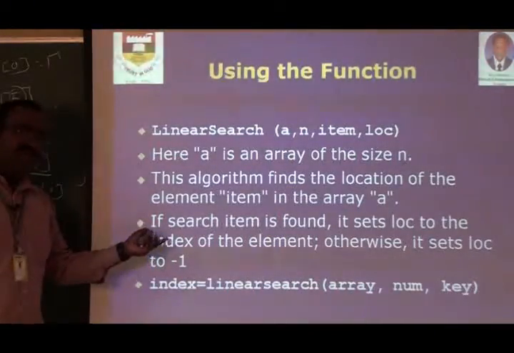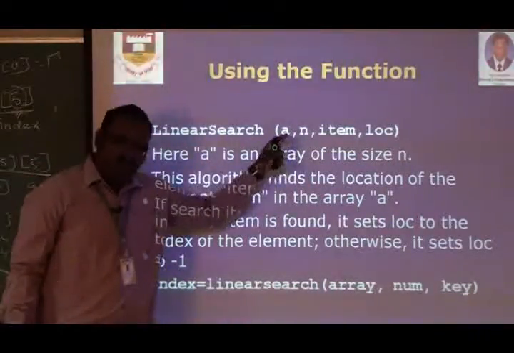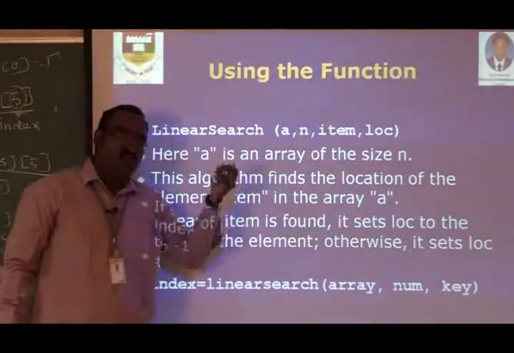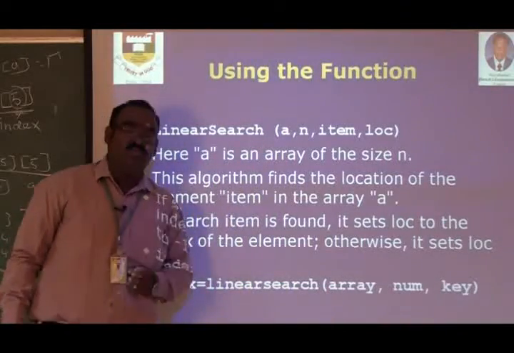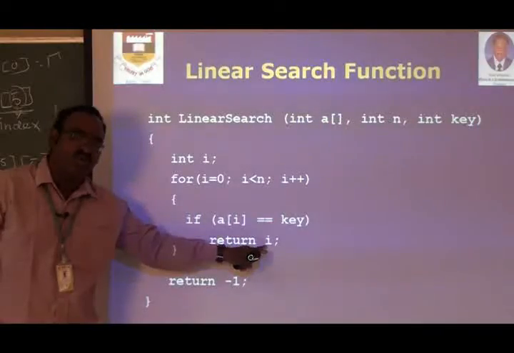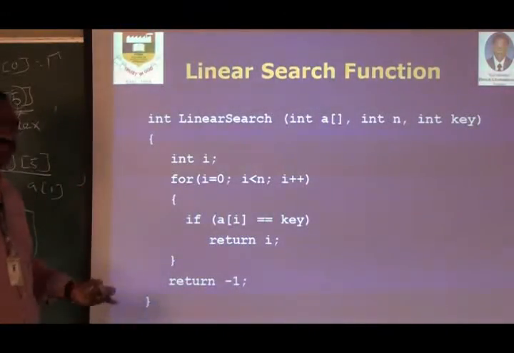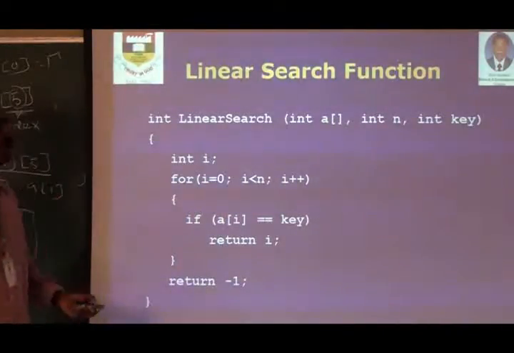So this is the explanation I have given in the presentation. a is the array and n is the size, and item is what you are going to search, and the location is what we are going to find here. If there is a location, then it returns that particular location. When finding the particular element, it returns only the location. If it is not found, it's going to return -1.